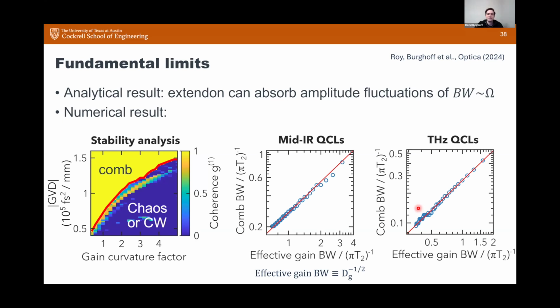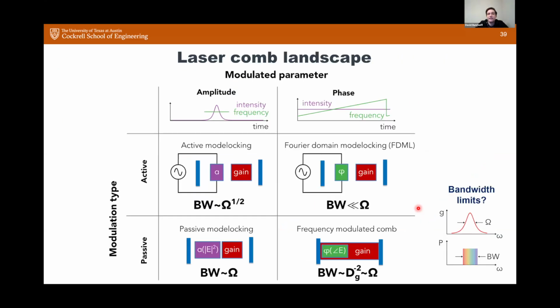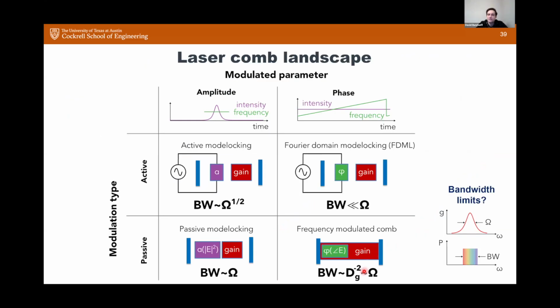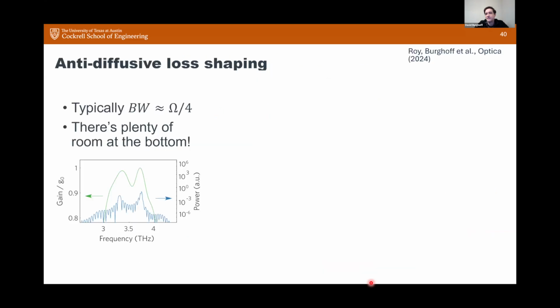For people who aren't deep into Bloch equations, T1 is the lifetime of the upper state, the population inversion lifetime of the gain medium, and T2 is the coherence lifetime of the gain medium. So T2 is related to the line width, and T1 is related to the population dynamics of the laser. It turns out these FM combs really do support, at least in theory, a bandwidth that can approach the gain bandwidth of the laser. So there is hope for making combs that are as broadband as the laser itself.